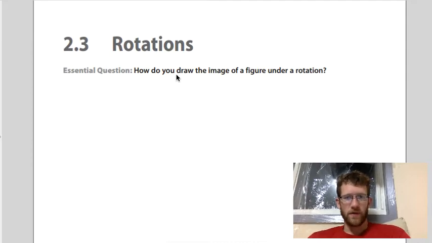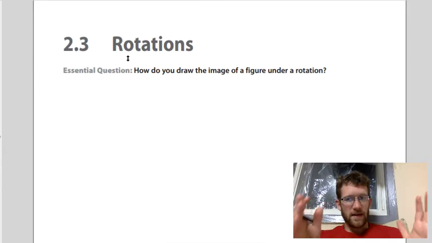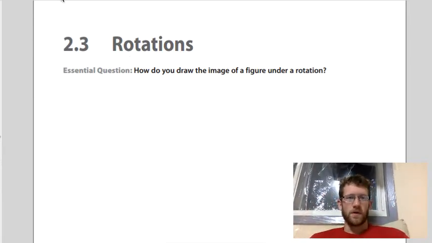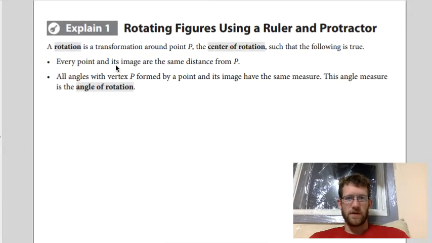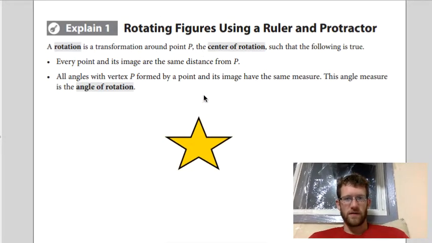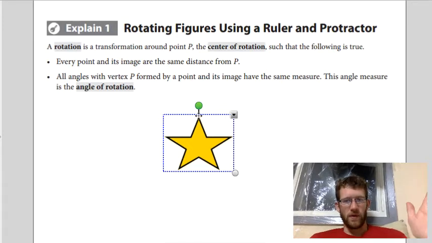Today we're doing 2.3. This time we're doing our second type of transformation, and that's a rotation. So rotations, we have a few definitions here. The first is center of rotation. And a center of rotation, most of you can probably figure out what it is. It's the point where we rotate things around.